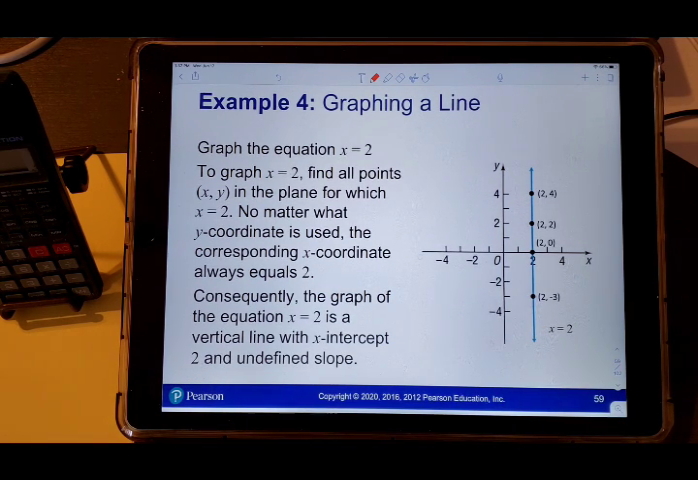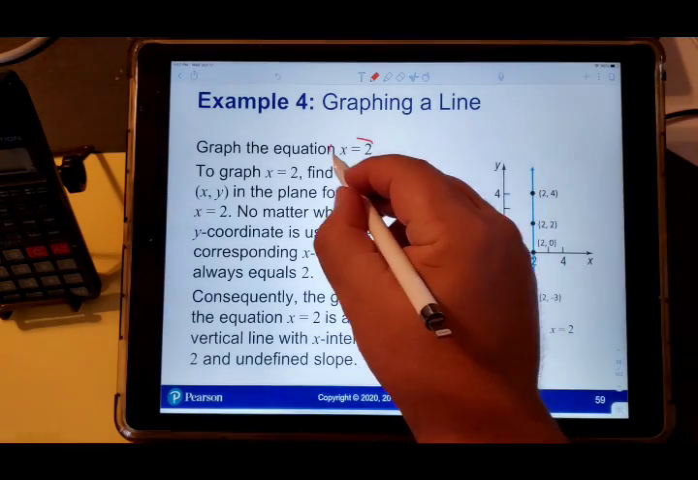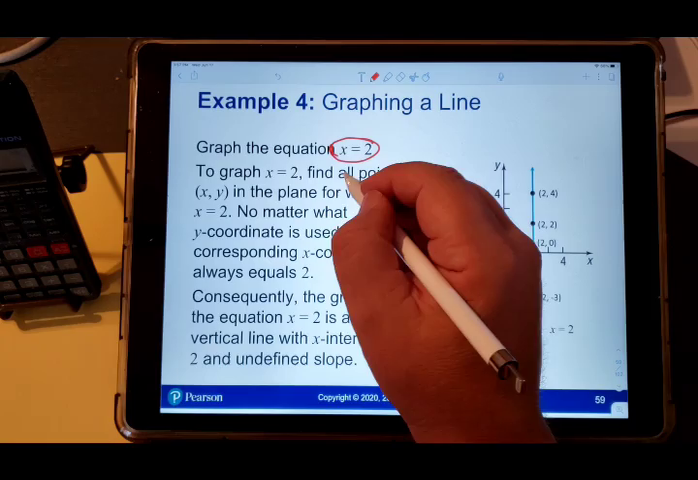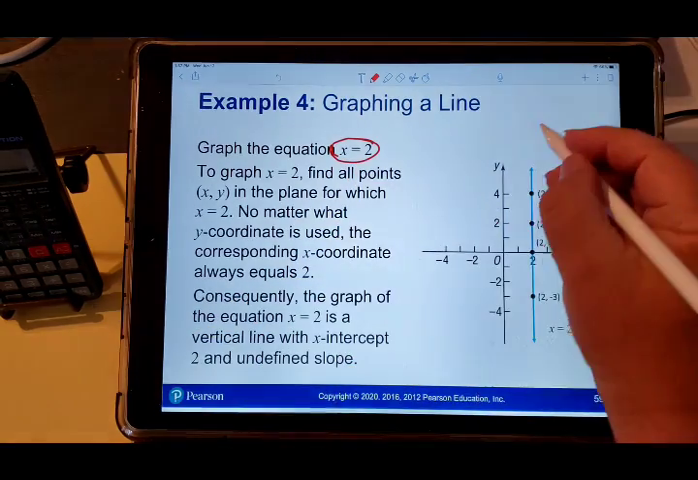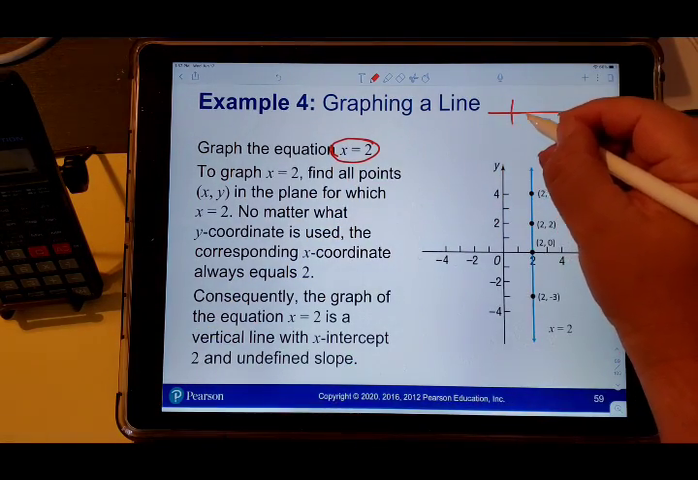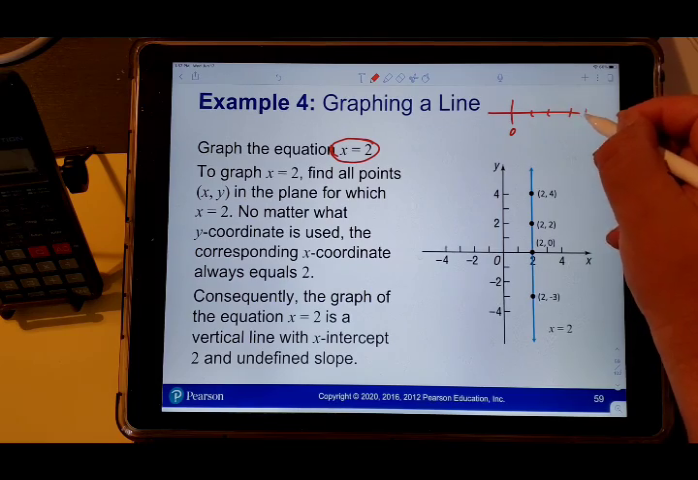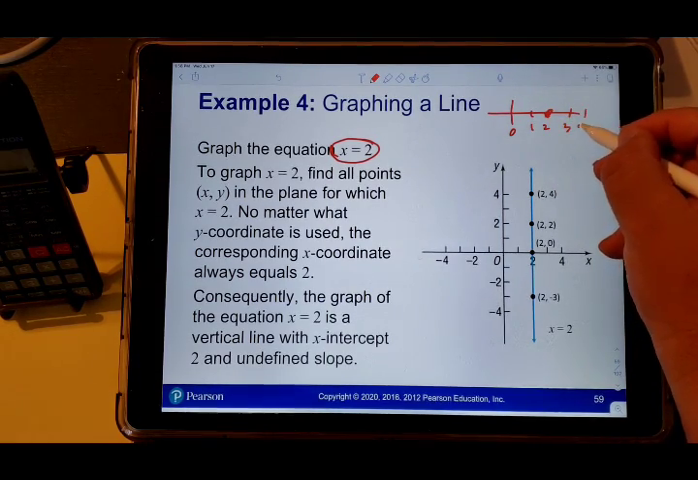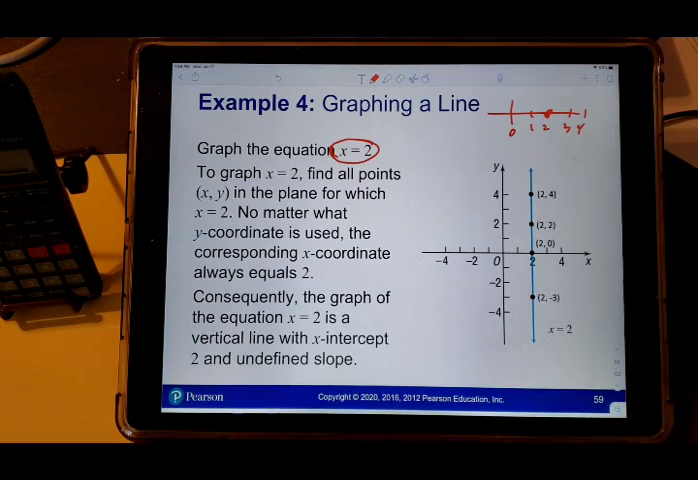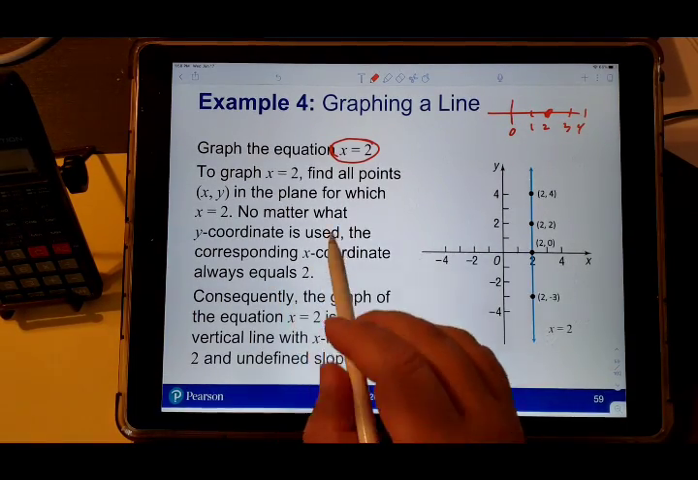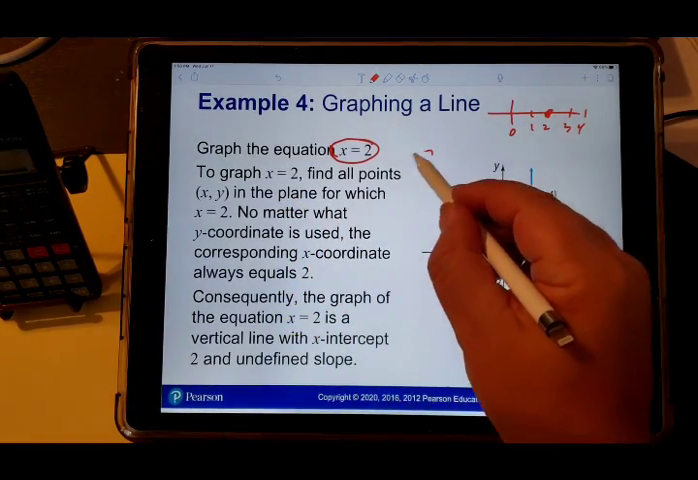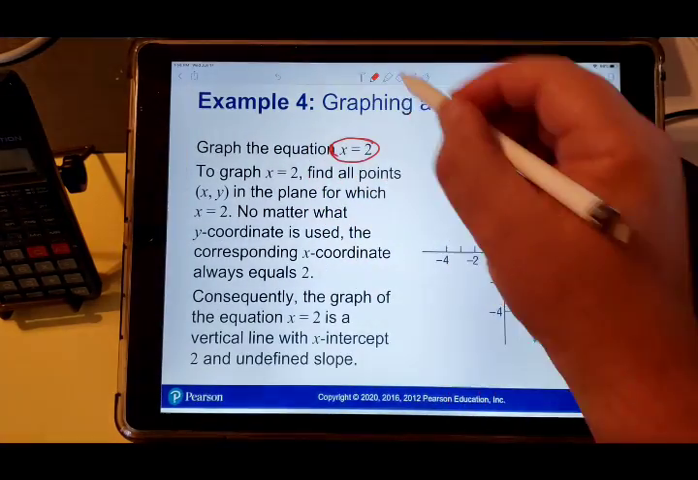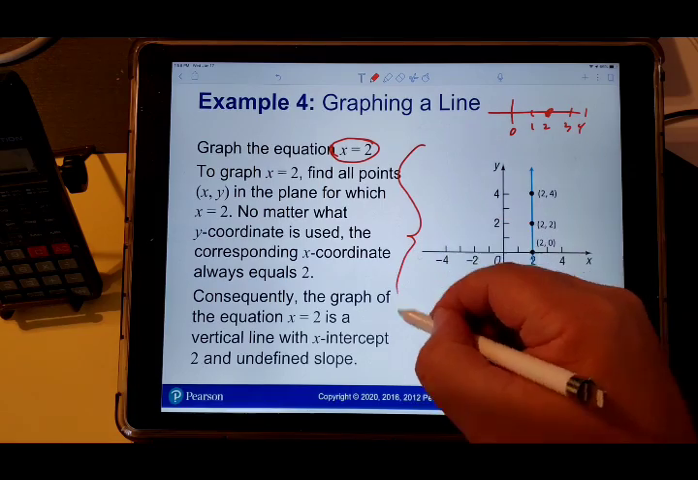All right, well, this is pretty quick. You should recognize that when they say graph the equation of a line, x equals 2 might just be talking about the dot on the number line at 2, not an ordered pair. But in this case, they're saying no, we're talking about the line, and we want you to actually draw this on a grid.